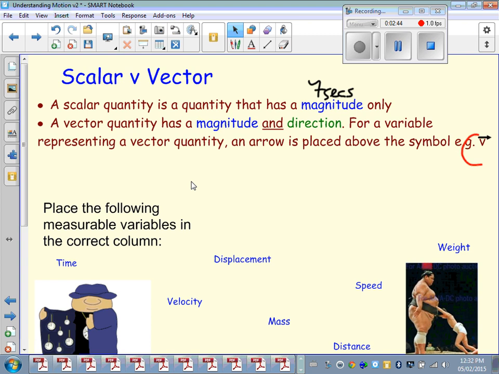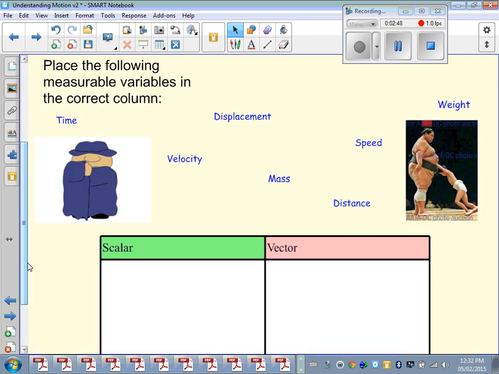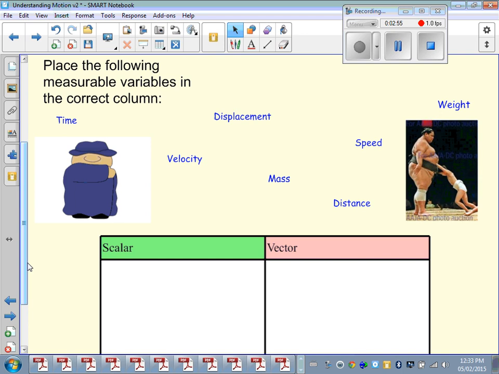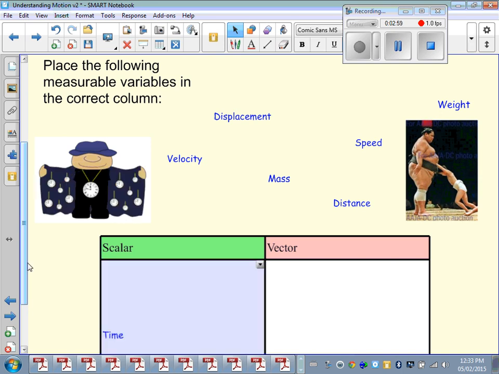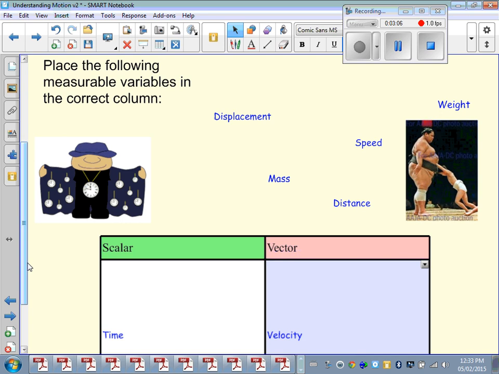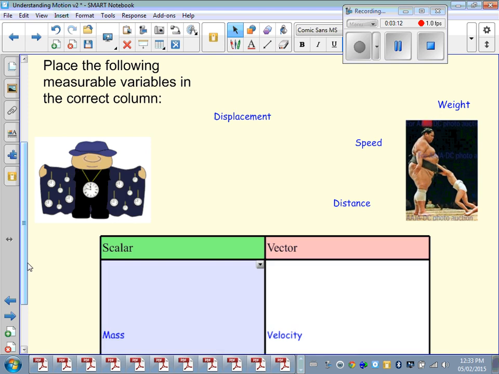So if I asked you to place the following variables in the correct column, I'll do the first couple and then ask yourself, would you be able to do the rest? So time is a scalar quantity. It does not have a direction, so we can move that into the scalar. We already talked about the fact that velocity can be moved into the vector quantity. And mass does not have a direction, so it can be put into the scalar area.